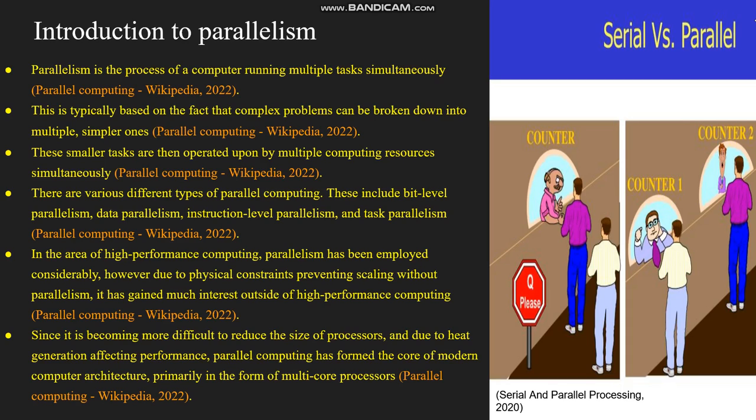And the illustration is a demonstration of what parallel processing looks like on the right, and what serial processing looks like on the left. In a serial architecture, you would have the customers or the computing tasks be performed sequentially, one after the other. Whereas on the right, you would have these customers or computing tasks being performed simultaneously. So that's a huge and obvious increase in performance.